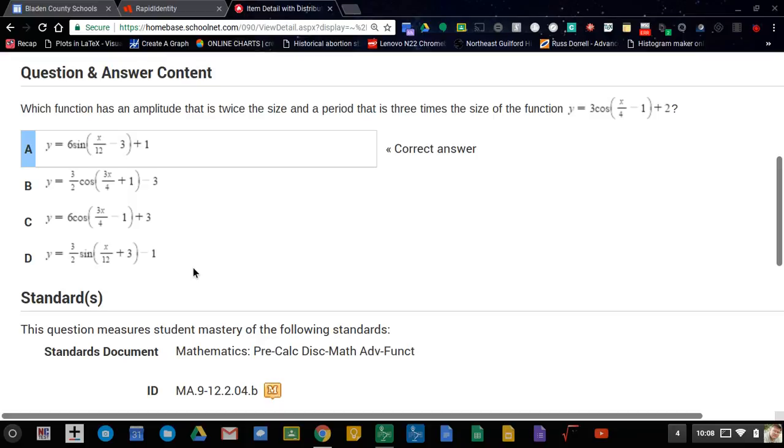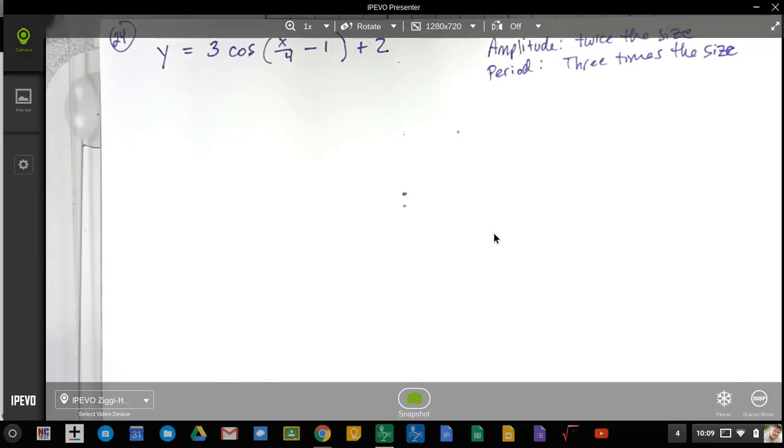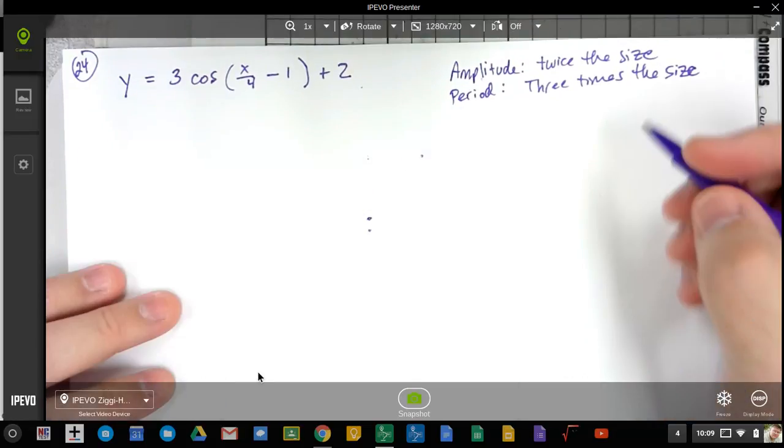that is twice the size. And we're looking for a period that is 3 times. I got to copy it first. Okay, then I'll switch over. Is that a minus 1 or is that a times 1? That's a minus 1. All right. So, guys, this is what we have to work with.